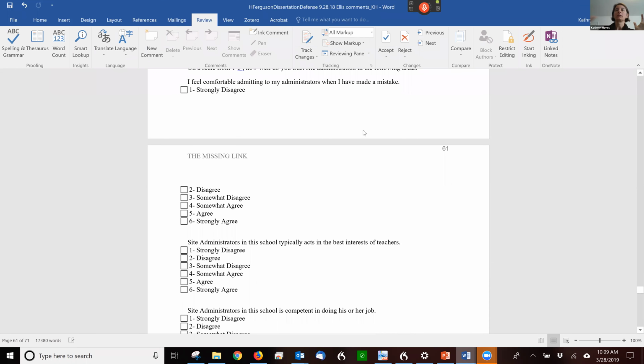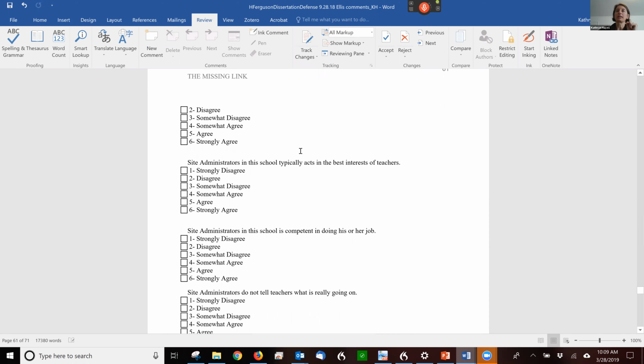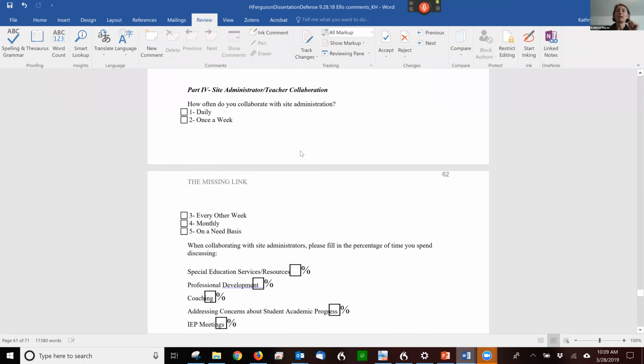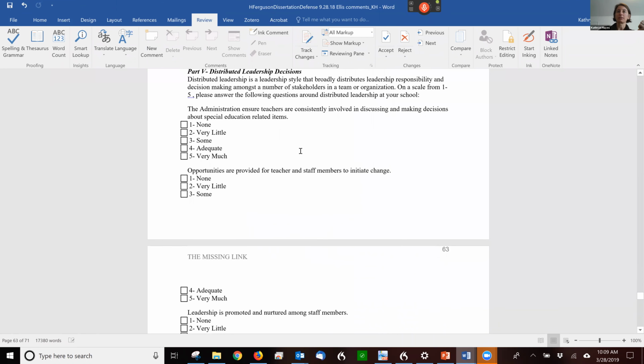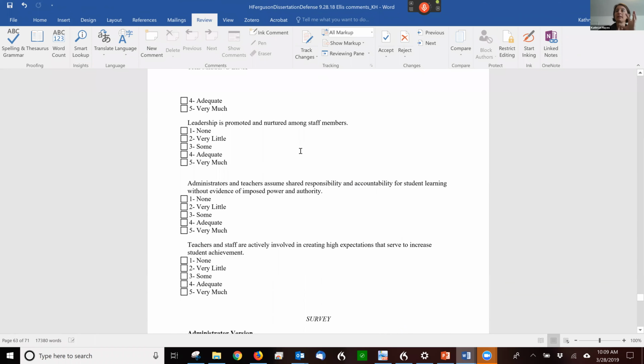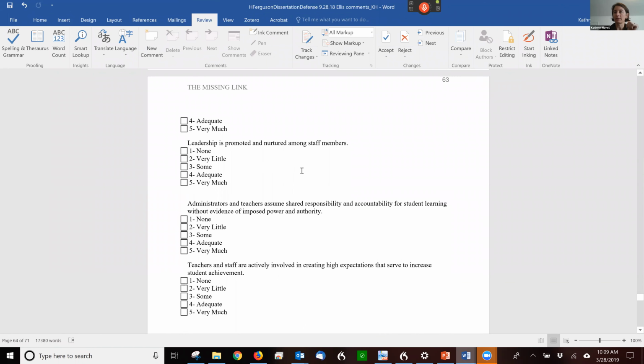And again, she can average between all of these. These are all different facets of the same construct, or she can look at them individually. And the same with site and administrator collaboration and with distributed leadership decisions. So that's an idea of how to create constructs.